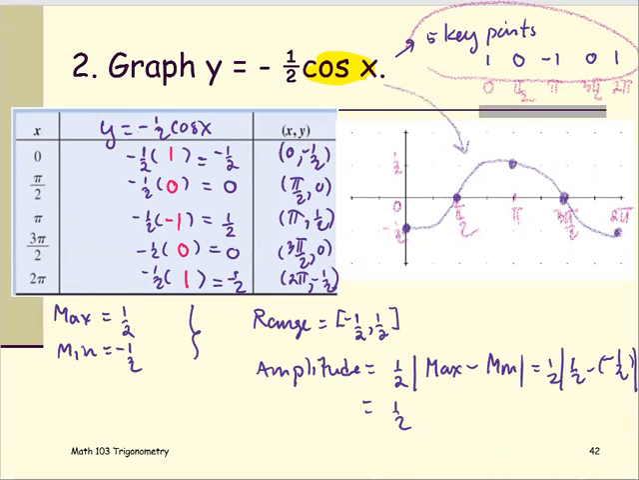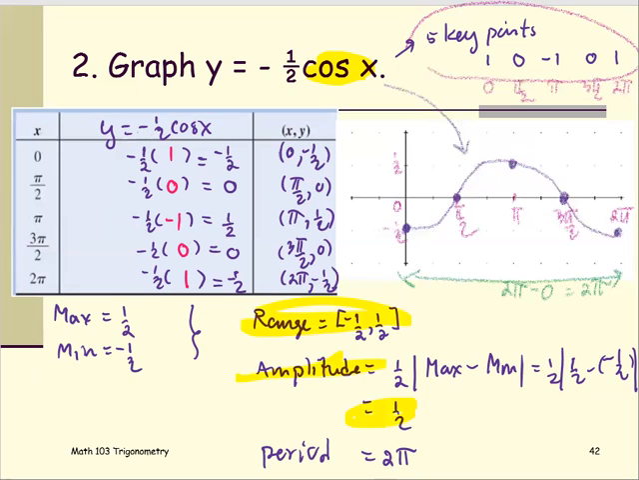The period, as we see, is going to be the measurement from the right end of the cycle to the left end of the cycle. So the right end is 2 pi, the left end is 0. So the value of the period is 2 pi. So now we get the property of the graphs of y equals negative 1/2 times cosine x.